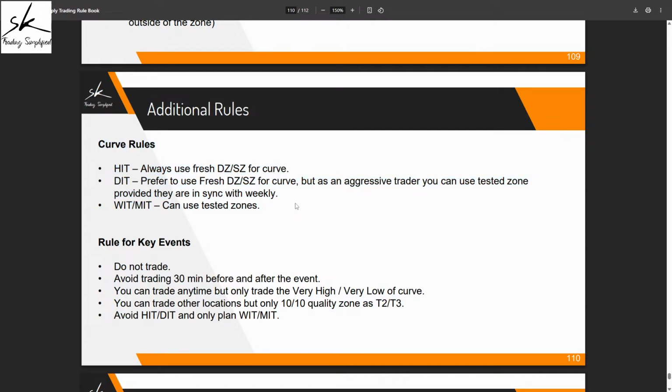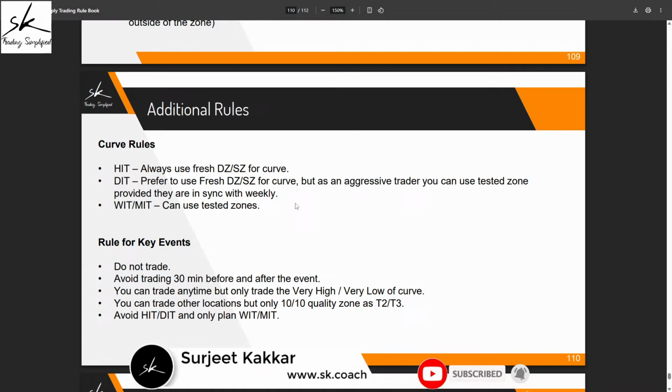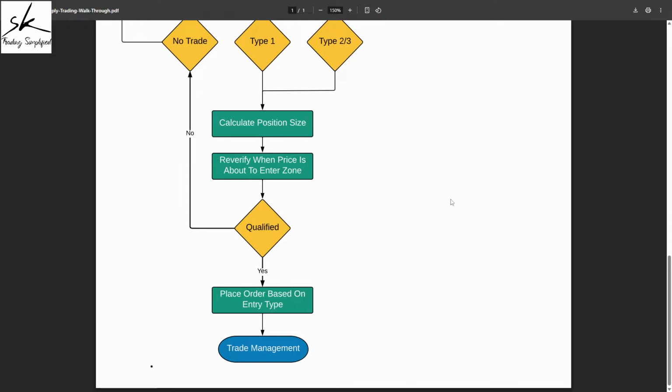But yes, the smaller the time frames, the more inclined I will be towards using only fresh areas, even for the curve analysis. For the bigger time frames, I'm very comfortable using tested areas, because like I said, already two reasons. One, the bigger the time frame, the higher the weightage. Two, fresh zones can be really, really far away, which might make you miss a lot of trades.